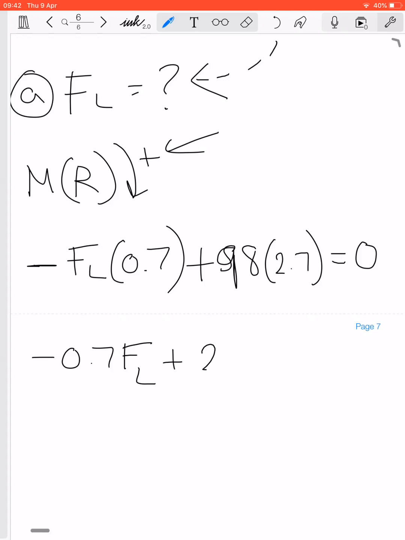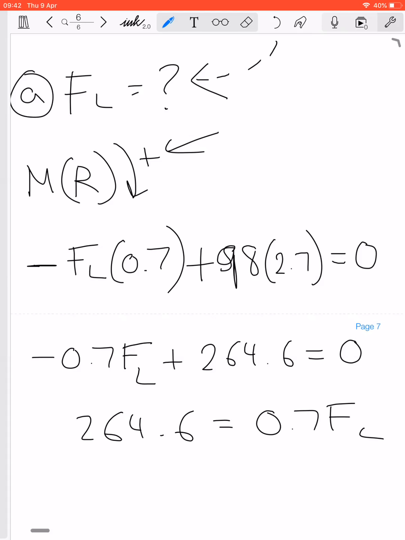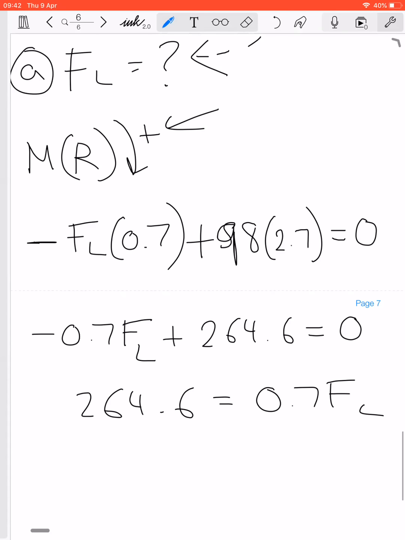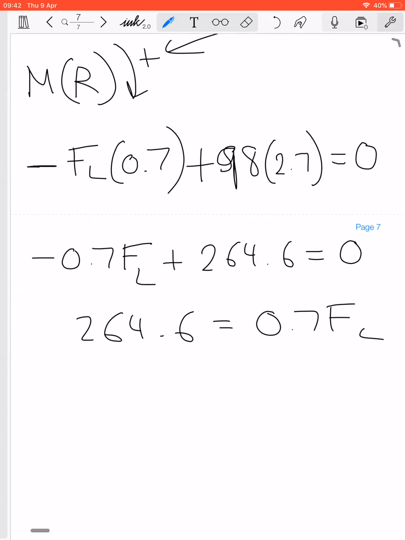is 264.6 equals 0. I like to put things on both sides to make it look nice for myself, so I'm going to say 264.6 equals 0.7 FL. I've just added it to both sides to get rid of that negative. And then I'm going to divide both sides by 0.7. So FL equals 378 newtons. And if you check the answers, that is correct.